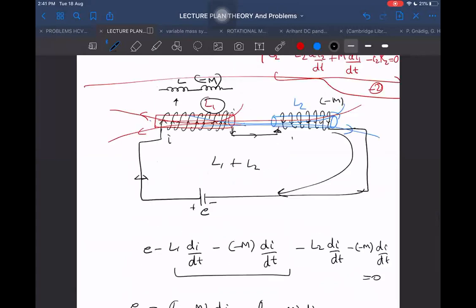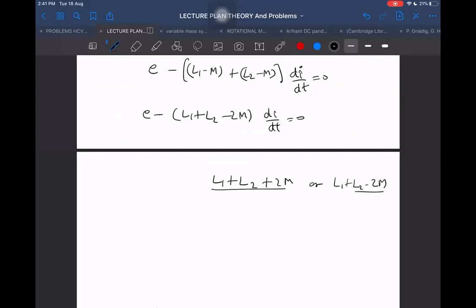Because if the inductance is becoming L1 minus M, then the other will also become L2 minus M. It cannot happen that one becomes L1 plus M and the other becomes L2 minus M. That is not possible. If one is L1 minus M, because they are opposing each other, then for the second also they will be opposing only. And when they are opposing, I will write L2 minus M, and here I will write L1 minus M. Is it okay?